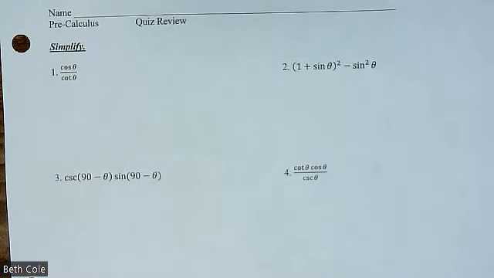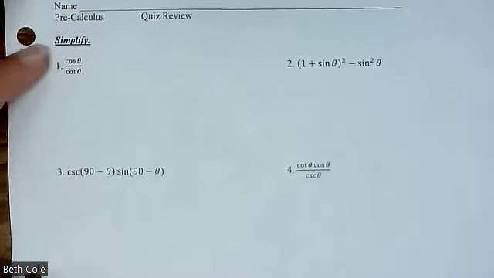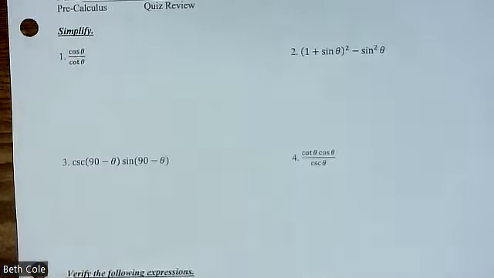So this is our quiz review. I'm going to hand you a piece of paper that looks remarkably like this next time. When you're doing simplifying and verifying, it's a series of replacements. It's what can I replace this with? And you want to make everything sines and cosines if you can, so that things will cancel out.